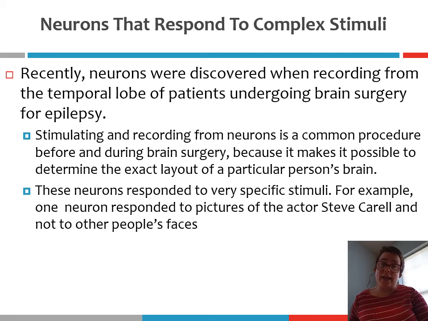And what they found is that, like the cats and the monkeys before them, these individuals showed neural firing of specific neurons that only responded to very, very specific stimuli. So in the most extreme case, they identified a neuron that only fired action potentials in response to pictures of the actor Steve Carell. And this particular neuron didn't respond to any other human faces.